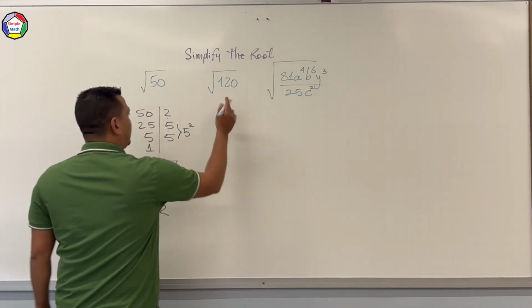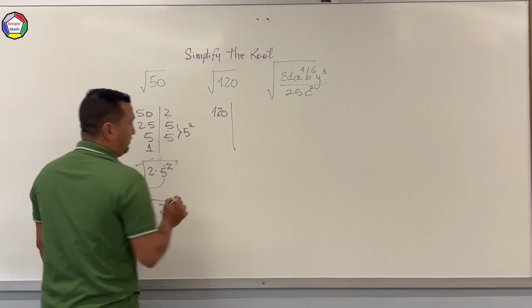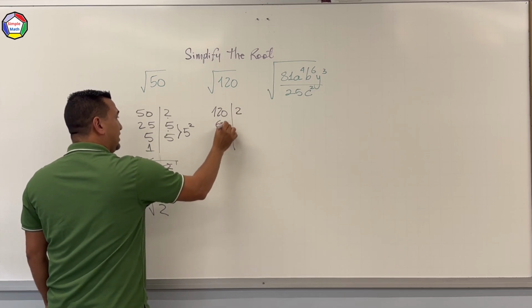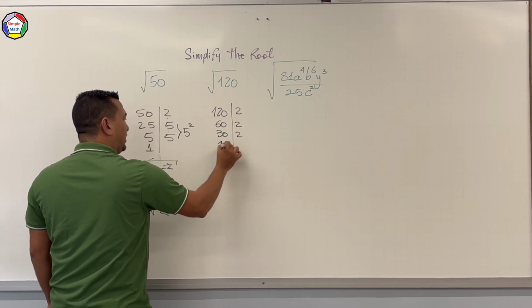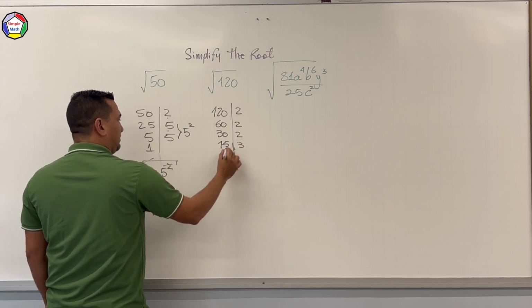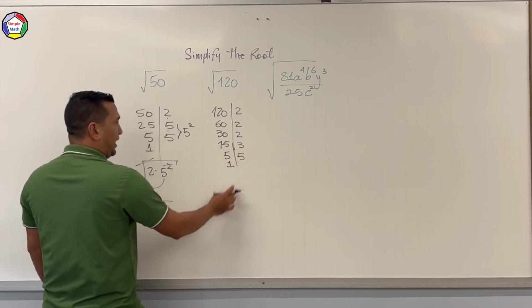Let's go to 120. We apply the same strategy. We do the prime factorization. So 120 divided by 2 is 60. 60 divided by 2 is 30. 30 divided by 2 is 15. 15 is divisible by 3. So 15 divided by 3 is 5. 5 divided by 5 is 1. Okay.